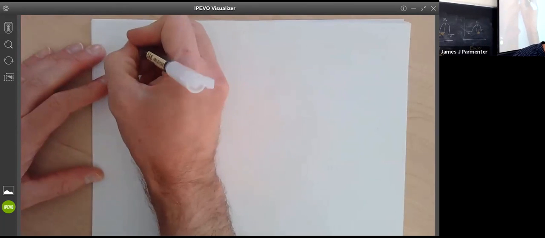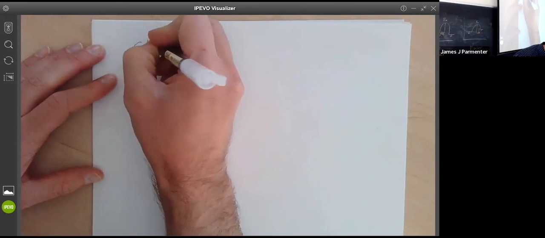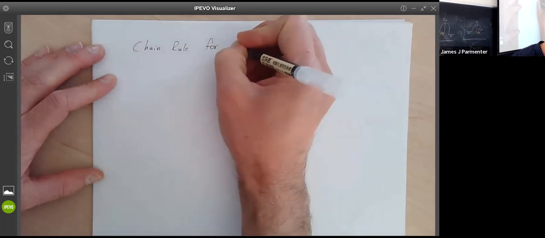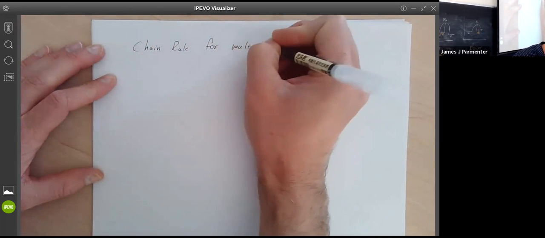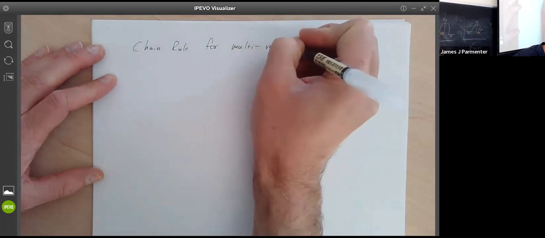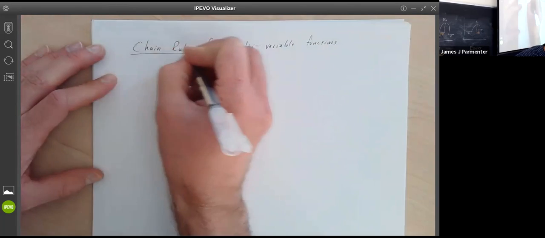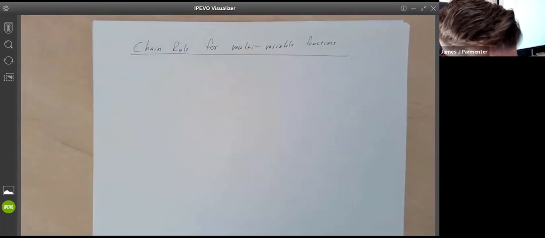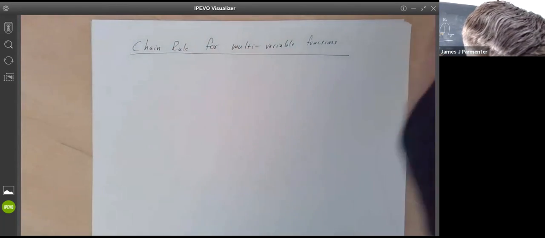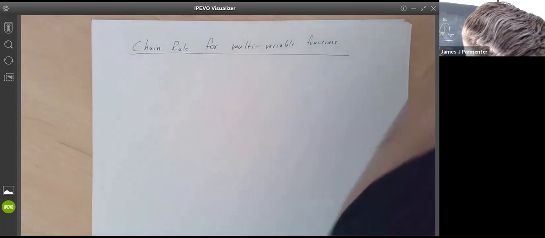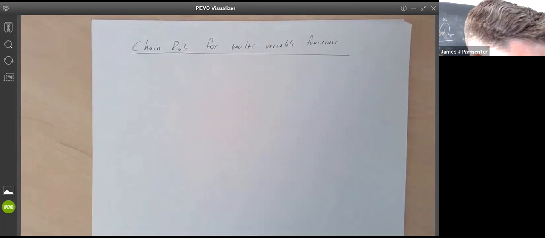Let's talk about the chain rule for multivariable functions. We'll definitely get to problem 7 or something like it, but we'll get there in a little bit. So let's look at a couple of examples.